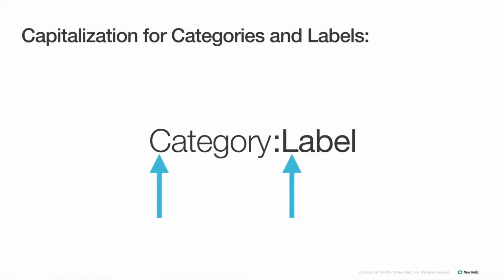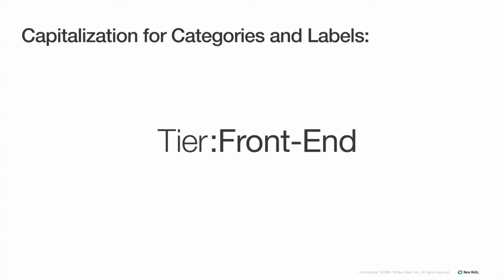New Relic treats the colon, which is required, and any dashes, which are optional, as word breaks for changing case. This means if you want any letters other than the first letter of the first word in a category or label to be capitalized, simply include a dash. In this example, I have tier::front-end, where the dash makes the E in end capitalized.